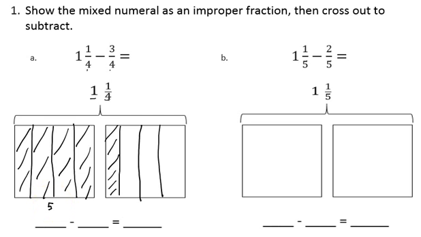So the problem I'm doing now is 5/4 minus 3/4. And since the problem asks us to cross off the fraction pieces to subtract, I'm going to cross off 3 of the fourths. So we'll take this one away, this one, and this one. And that leaves me with 2/4. 5/4 minus 3/4 is 2/4.